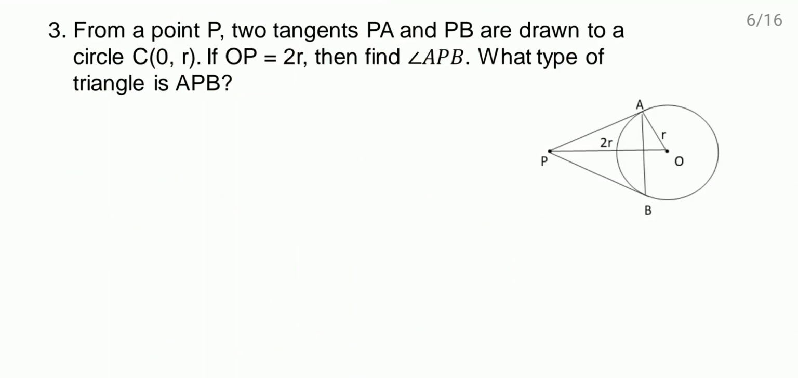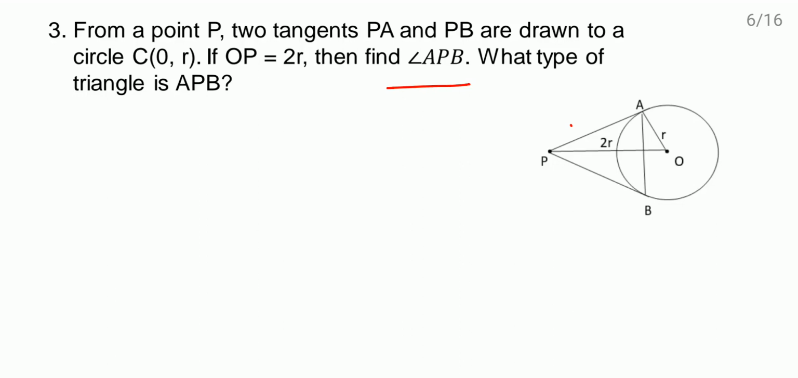See here. Question number 3. From a point P, two tangents PA and PB are drawn to the circle C(O, R). See here, this is the circle given. Two tangents are there, this one and this one. Correct? Drawn from the point P. Now, they said R radius is given for the circle and OP is 2R. Then find the value of angle APB.